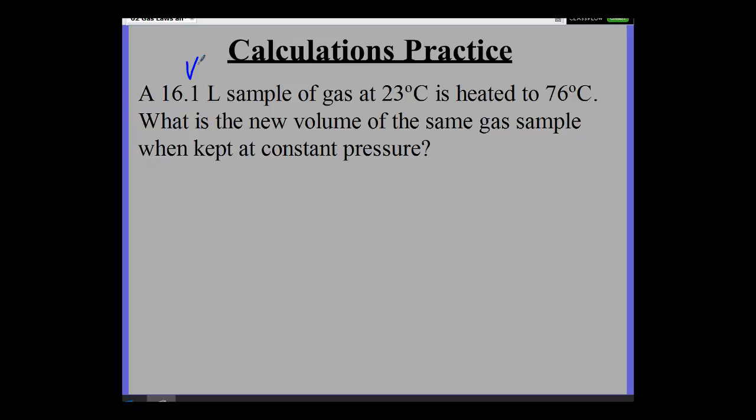Celsius is a temperature. Is heated to 76 degrees Celsius. That's also a temperature. That's the paper I gave you.